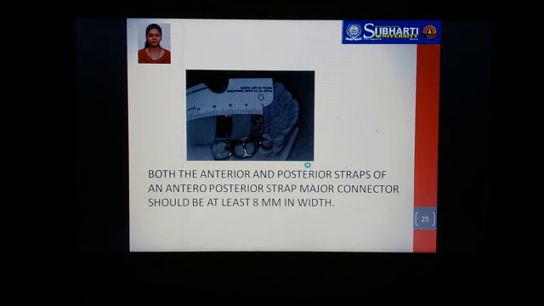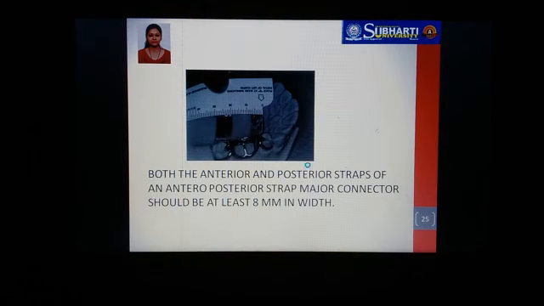So both anterior and posterior straps of this type of major connector should have at least 8 millimeters in width. We have to keep in mind that the minimum width required for a strap to be called a strap is 8 millimeters. Advantages: it provides rigidity to the supported tissues as well as the tooth. Disadvantage: it might interfere with phonetics.